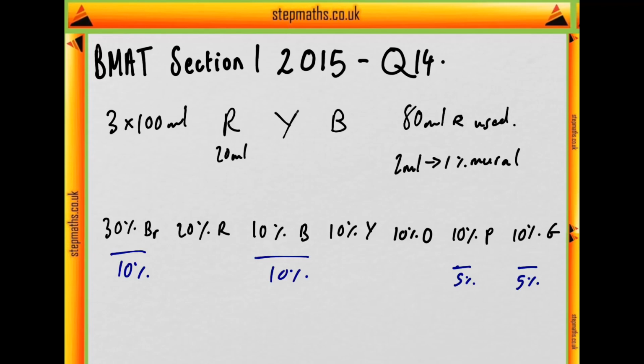So 30% of the mural was painted with blue paint, that means 60 mils must have been used, and we're being asked how much paint will be left in the tube. Well, we start off with 100 mils, so very simply we know our answer will be 40 mils left. That tells us our answer must be B.